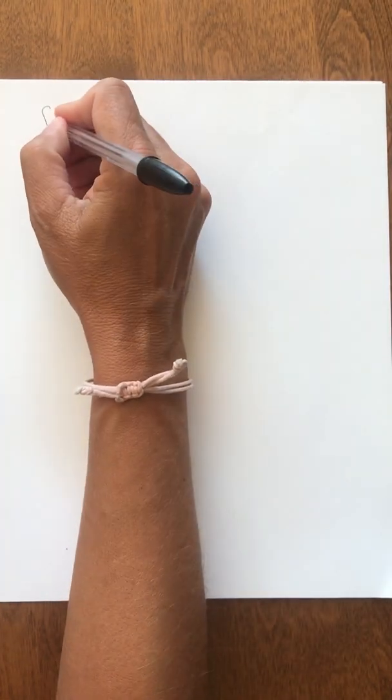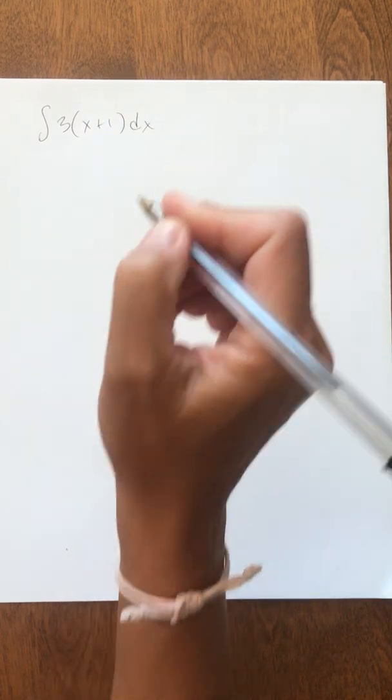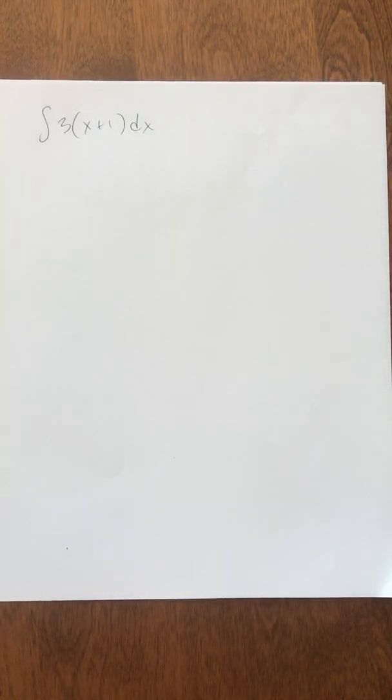All right, CalcC, we're back on the mic here. We're gonna get started with number 2. I'm gonna take the antiderivative of 3 times (x plus 1) dx. And this is actually a pretty cool problem that I wanted to show you.